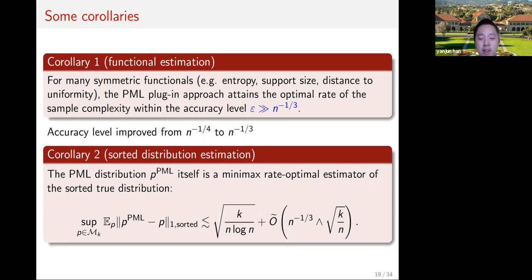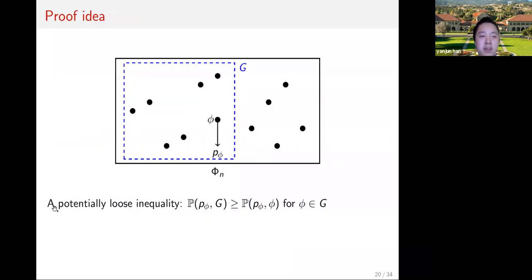So we will just defer the proof of this corollary to the full paper. And the rest of part one will be devoted to the high-level idea to improve the previous argument. If we take a closer look at the previous argument, one potentially loose inequality might be the inequality like this.